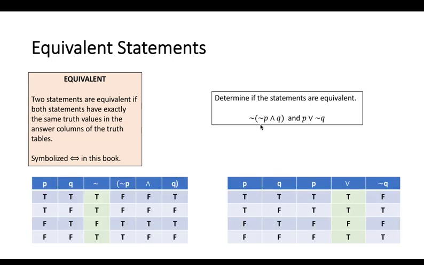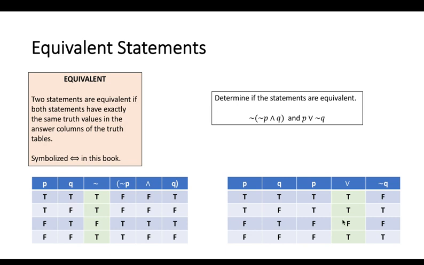So the truth table for the negation of not P and Q is written over here. The answer column is the negation column. So first do what's in parentheses, not P and Q, then negate the and column. So we get true, true, false, true. On the right side, we have the P or not Q statement. The answer column is here under the or.